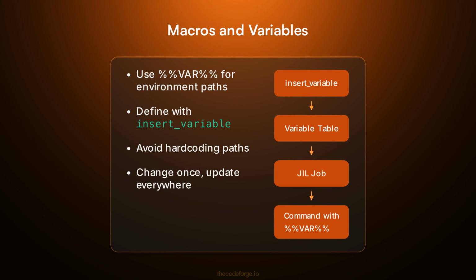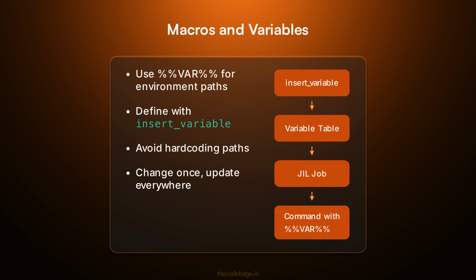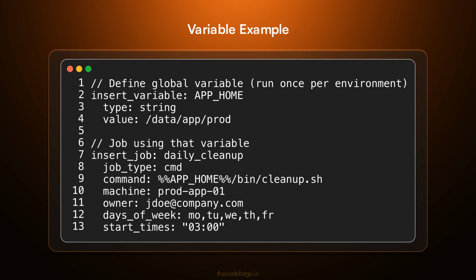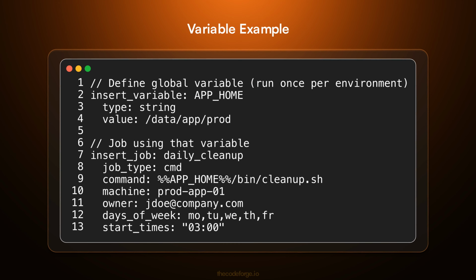JIL supports variables with double % syntax. Define a variable once and reference it in all jobs, makes environment promotion a breeze. The variable app_home is defined once, then used in the job command. When you promote to UAT, just change the variable value, not every job.